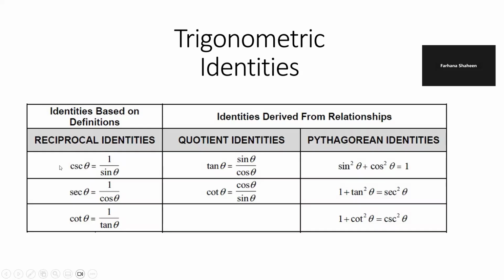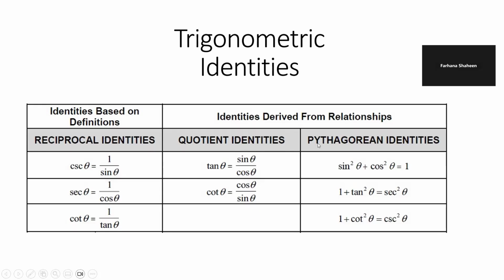Reciprocal identities: cosecant theta is equal to 1 over sine theta, secant theta is equal to 1 over cos theta, and cotangent theta is equal to 1 over tan theta. Quotient identities are tan theta equal to sine theta over cos theta, and cotangent theta is equal to cos theta over sine theta, because cotangent theta is the reciprocal of tan theta.